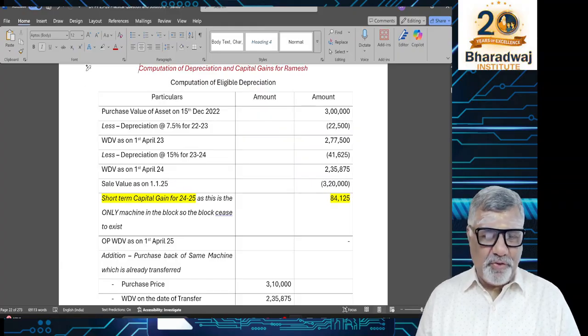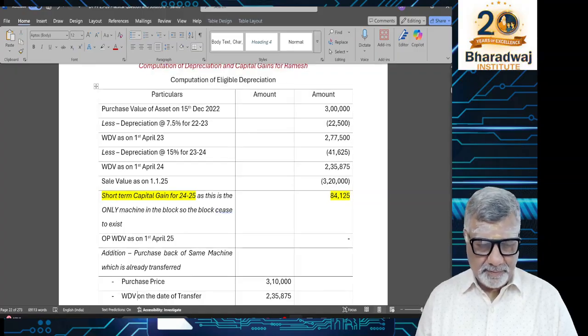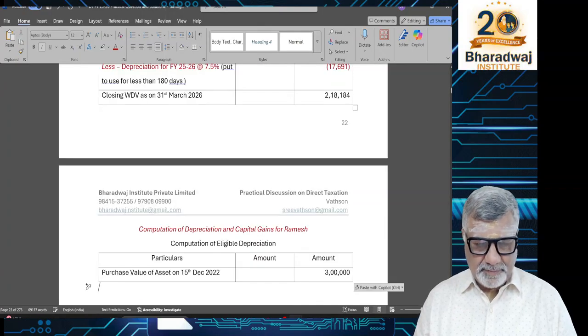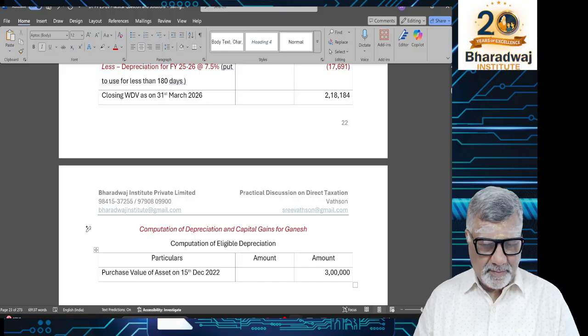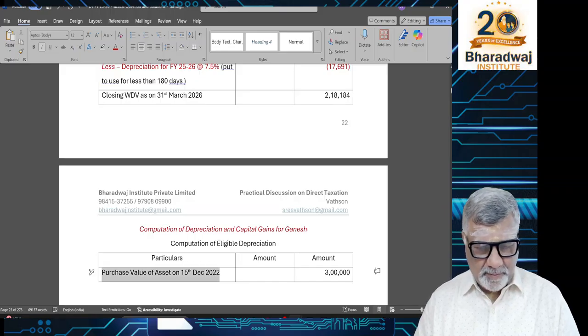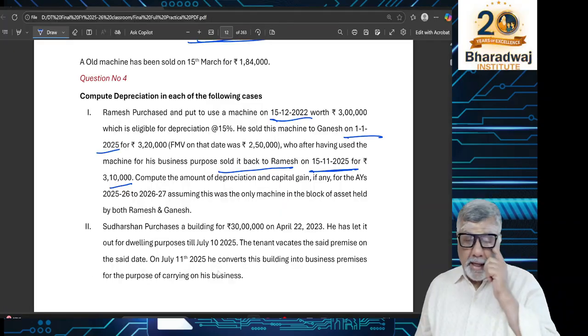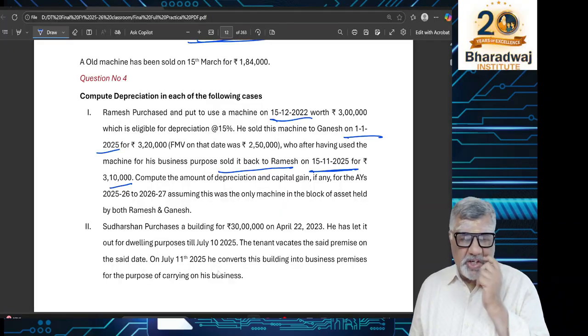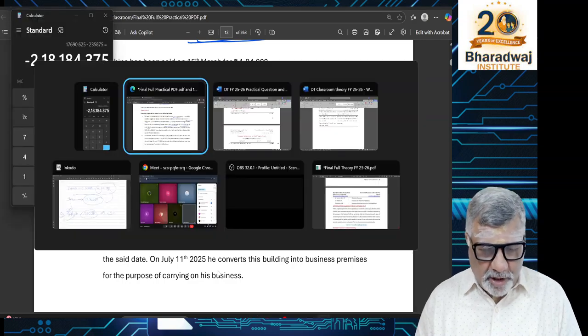Now let's do it for Ganesh. So what did Ganesh do? He sold this machine to Ganesh on 1/11/25 for 3,20,000.